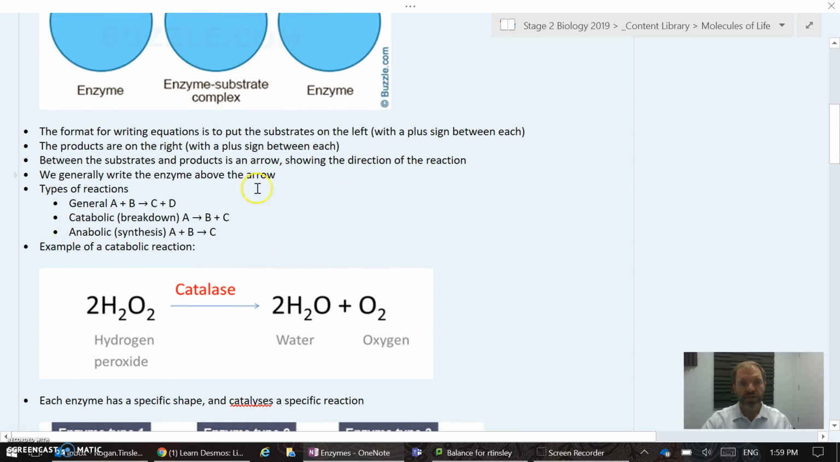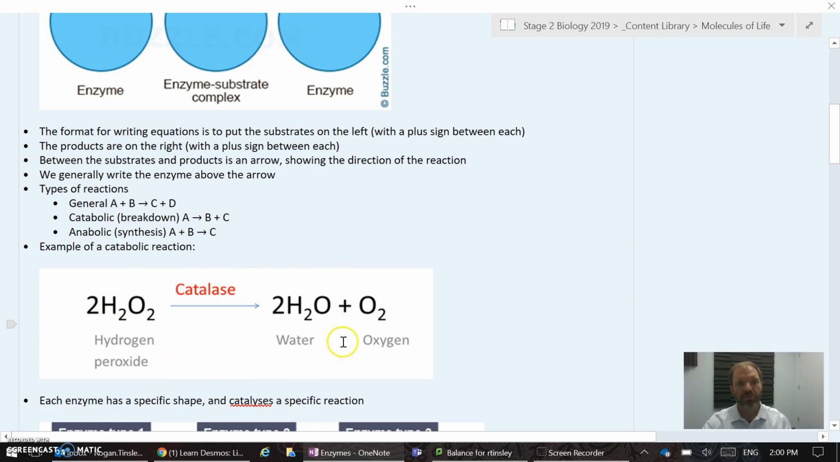Before we get further though, you need to have a general understanding about the way chemical equations are written. The substrates are always on the left, and we put a plus sign between each of those. The products are on the right, we put a plus sign between each of those, and there's an arrow in the direction that the reaction is going. So the general form is something like A plus B becomes C plus D. We might only have one substrate that gets broken down. This is called a catabolic reaction. So A becomes B plus C. Or we might have an anabolic, a synthesis reaction, where two things are put together, A plus B becomes C. And they're the general kind of ones.